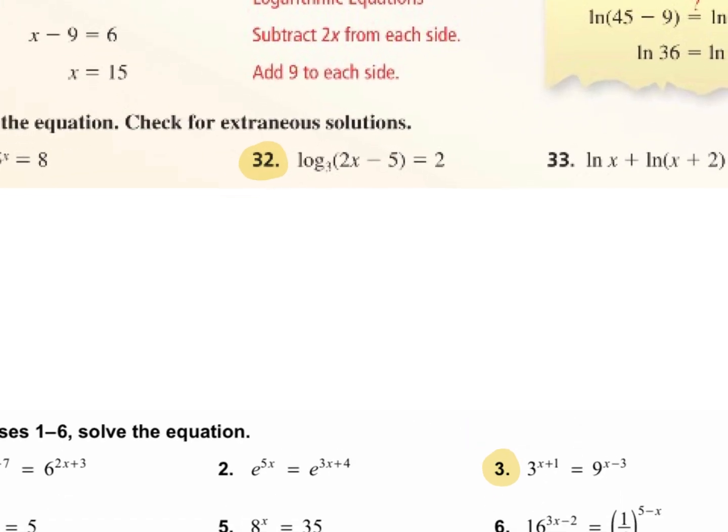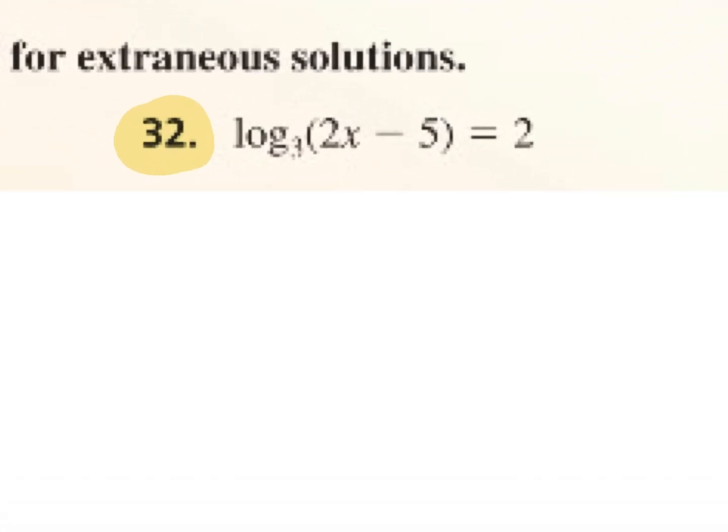So let's look at 32. How would I solve a log equation? George. How do I cancel out the log base 3? Make the big base 3. So what we do on one side, we have to do to the other. So it cancels out the log base 3.